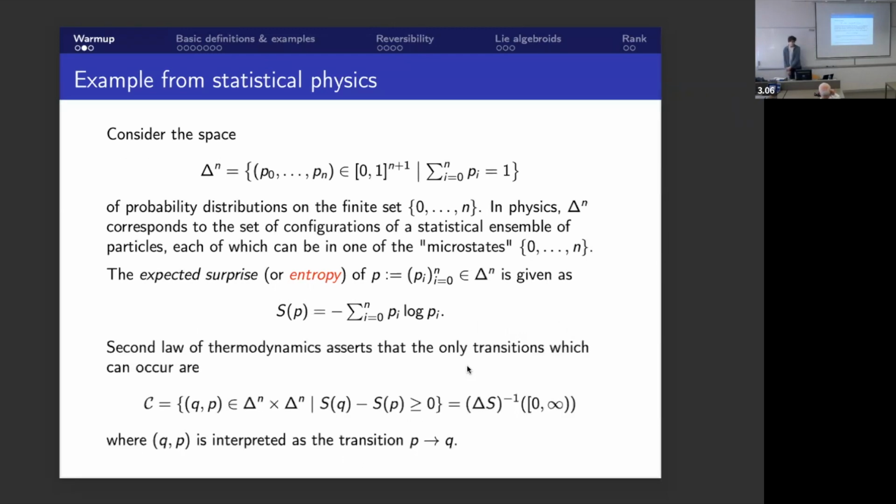Well, what we do is we take all of the pairs of configurations such that the entropy change is greater or equal to 0, which is kind of in accord with the second law of thermodynamics. And each pair Q comma P is interpreted as the transition going from P to Q. And you can immediately see that C is now the set of morphisms of this category. This is the set of objects, right?